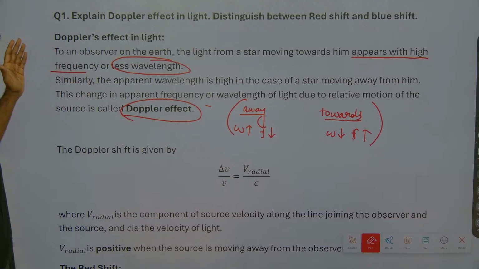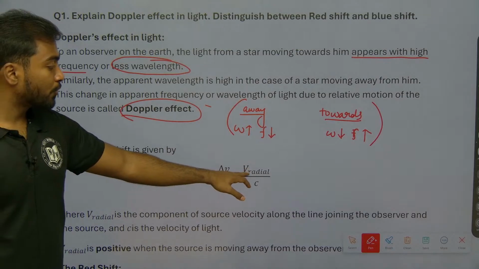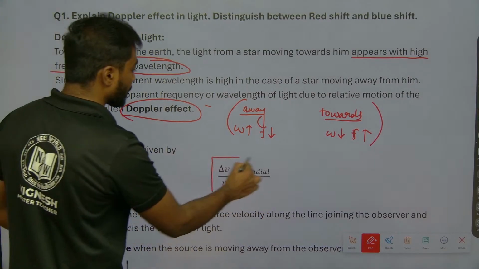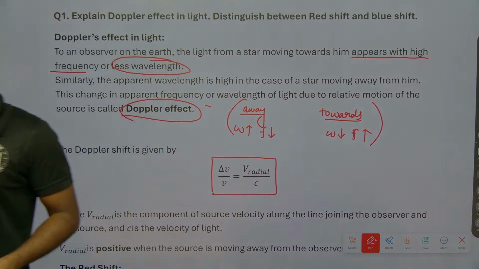The Doppler shift is given by delta v by v equals v radial by c. This is the Doppler shift. You can take a note of this.